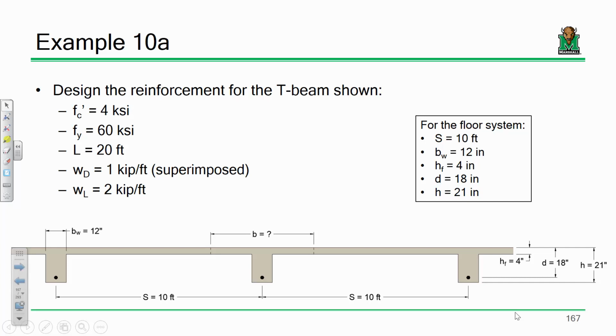We have a beam that's 20 foot long. We have a 1 kip per foot dead load. Now that's superimposed, which means that it's on top of the beam self-weight. We have a live load that's 2 kips per foot. We have a 4 KSI concrete, 6 KSI steel. As for the parameters of the system, the girder spacing is 10 feet. The web width is 12 inches. The flange height is 4 inches. It's got a height of 21 inches and an effective depth of 18 inches. So everybody good on that?